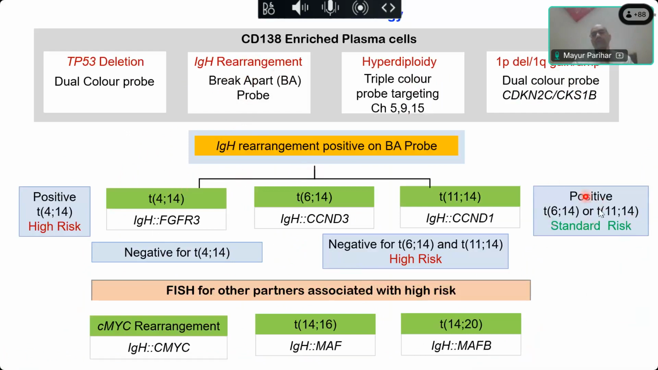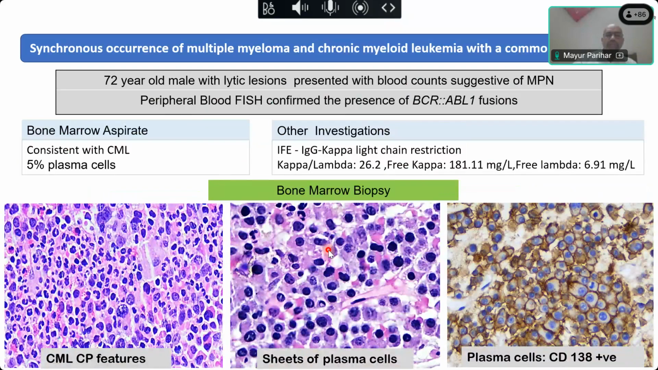So 614 or 1114 we do first if it is standard risk, and if that is negative, then we look for the high risk abnormalities. And then the other FISH probes associated with high risk are CMYC, 1416 and 1420. You have to have a strategy in order to judiciously use the enriched plasma cells and also judiciously save money for the patients. So you can develop your stepwise strategy and then FISH for these patients.